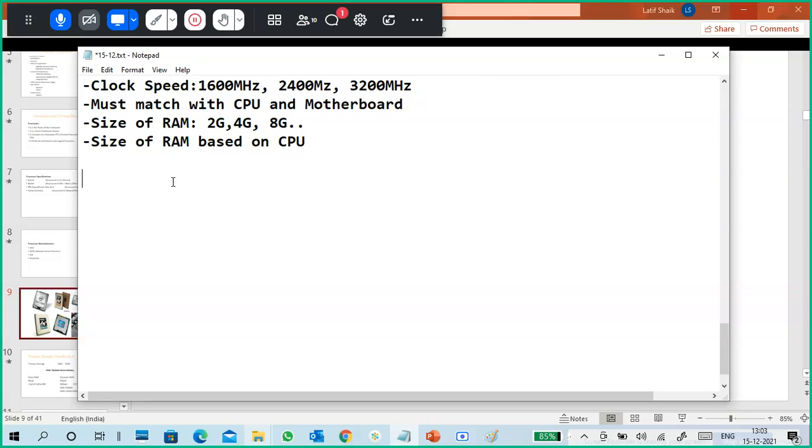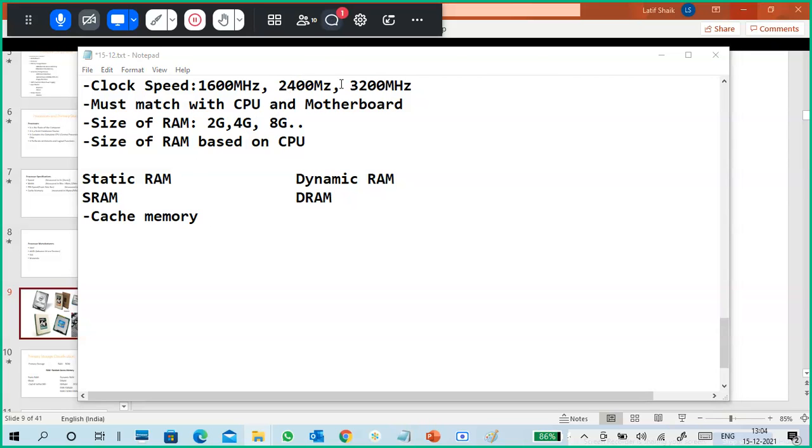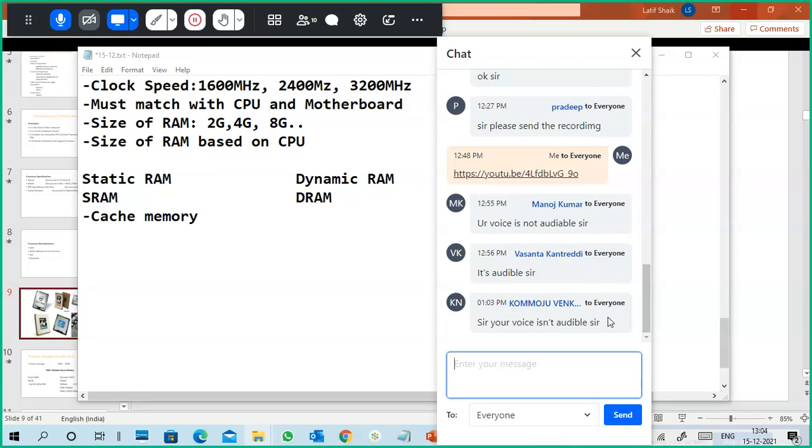Now we'll see the types of RAM. RAMs are of two types. One is static RAM, another one is dynamic RAM. Static RAM is also called SRAM and dynamic RAM is also called DRAM. SRAMs are used for cache memories for CPU purposes. Already I explained what cache memories are. It is mainly for cache memory purposes only. What is cache memory? It is built inside of a CPU.